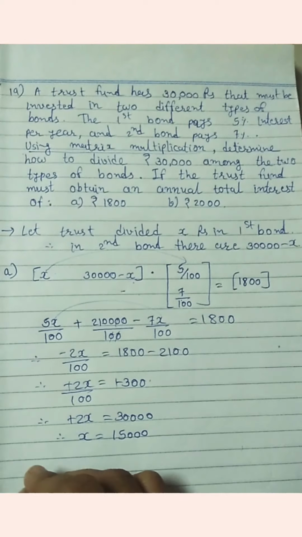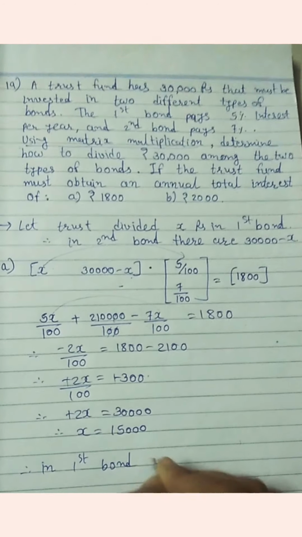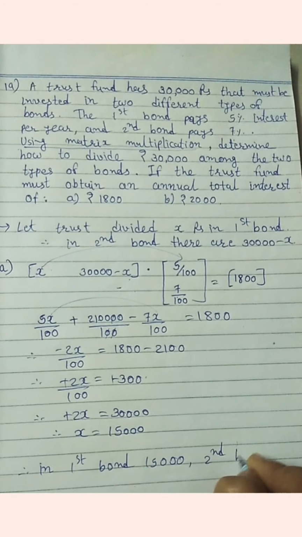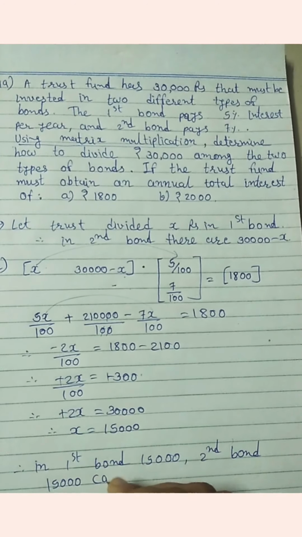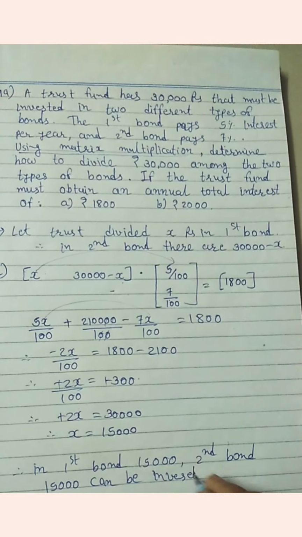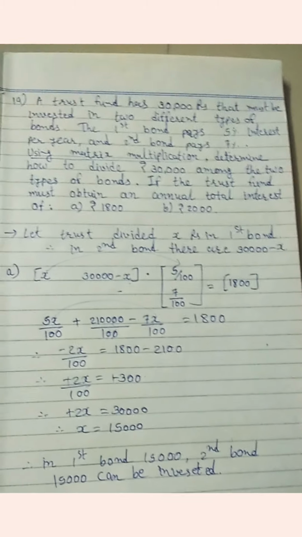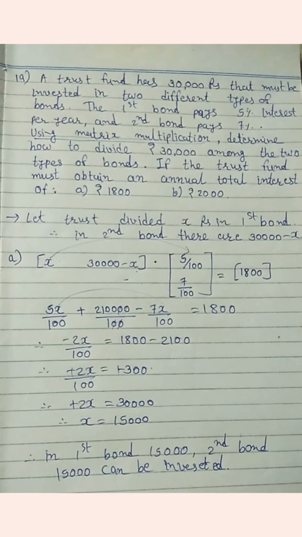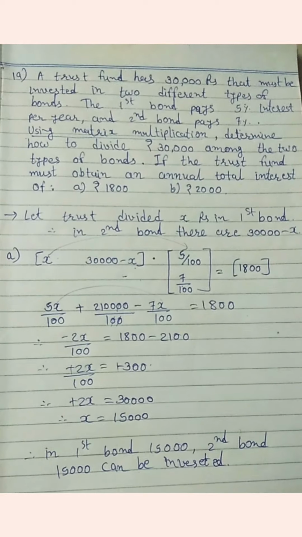Okay, so in first bond 15,000 and in second bond 15,000 can be invested. Okay, so it is up to the trust, they can invest same rupees in both funds. Okay, now solve second part for 2000.